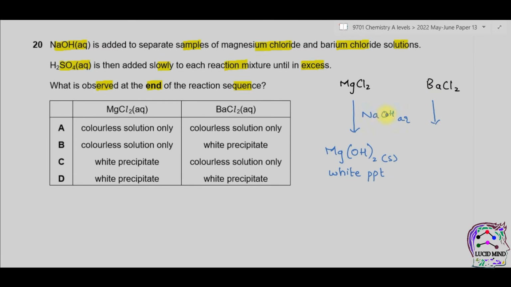For barium chloride, when it reacts with sodium hydroxide, it will again form NaCl, which is soluble, and barium hydroxide. Now as we move down in group 2, what happens? The hydroxides become more soluble, so this is soluble.